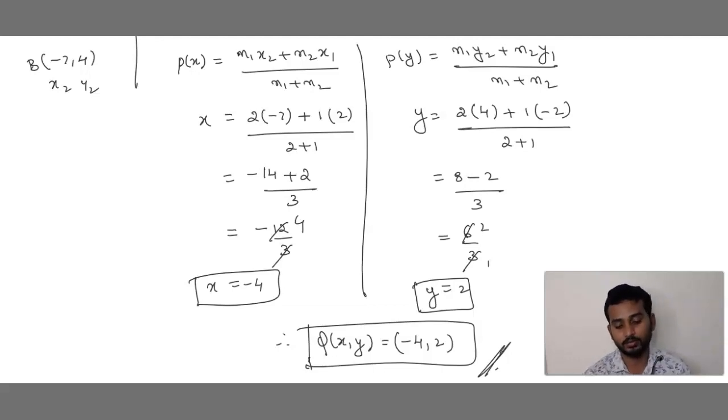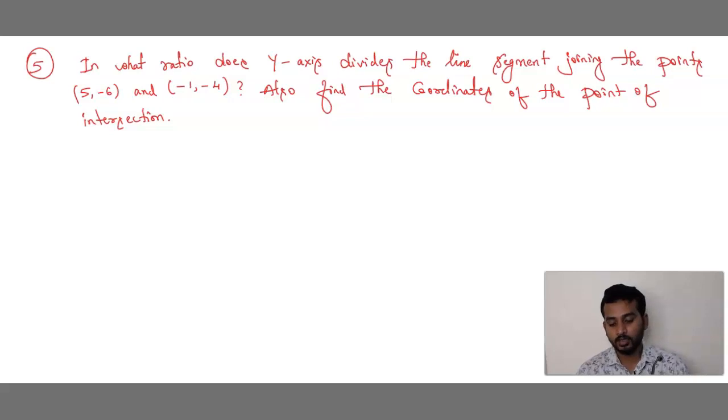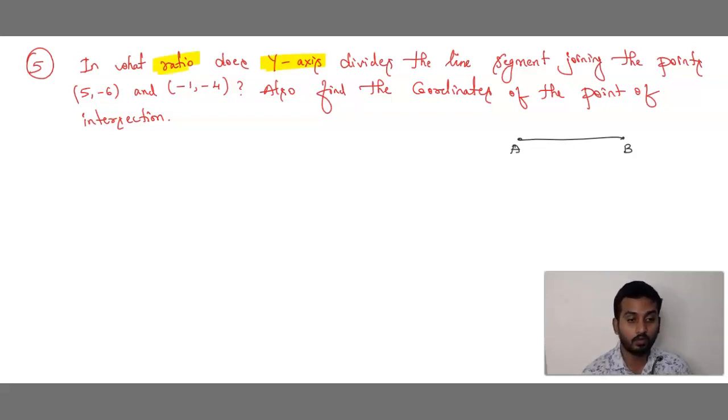Thank you. Next question. In what ratio does the y-axis divide the line segment joining the points 5, minus 6 and minus 1, minus 4? Also find the coordinates of the point of intersection. Here, what is it saying, children? As we all know, this is coordinate A and this is coordinate B. In what ratio does the y-axis divide?